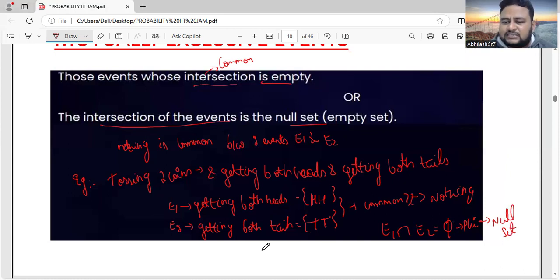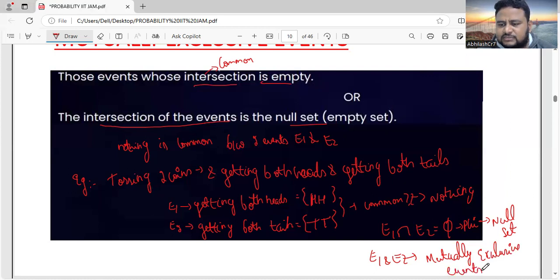So since it is a null set, I can say E1 and E2 are mutually exclusive events. Therefore E1 and E2 are mutually exclusive events.